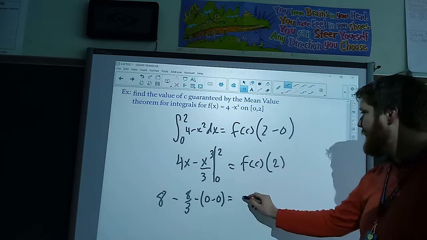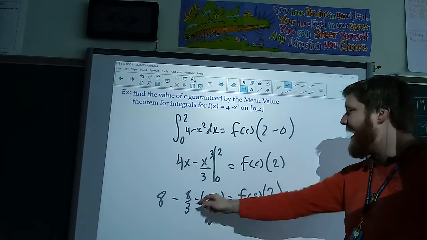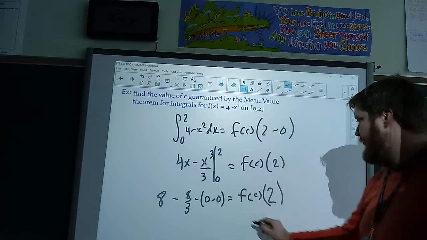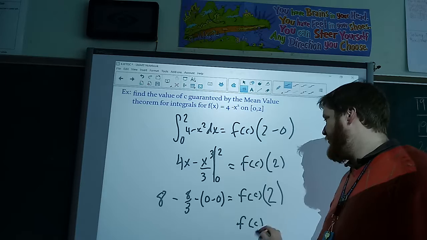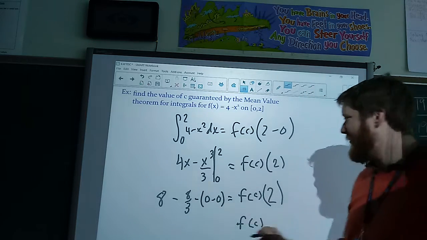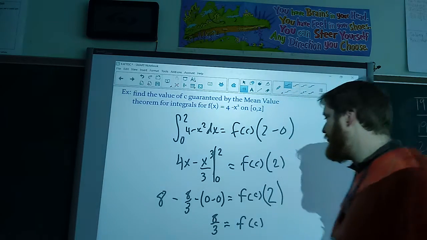All right. So f of c times 2 is equal to that. So divide both sides by 2. And so f of c is going to be equal to 8 minus 8 thirds. That's 24 thirds minus 8 thirds, that's 16 thirds, divided by 2. So 8 thirds is what f of c is equal to.